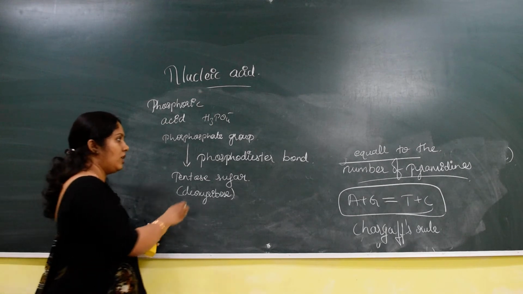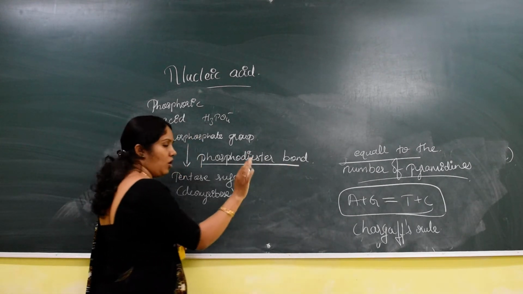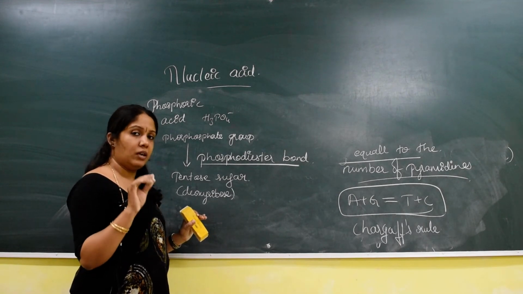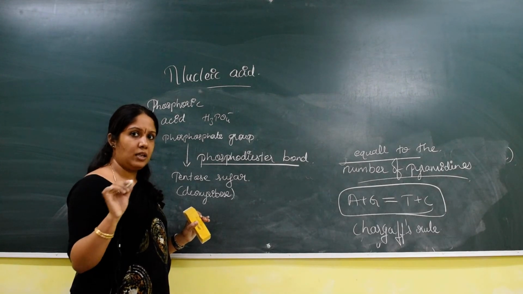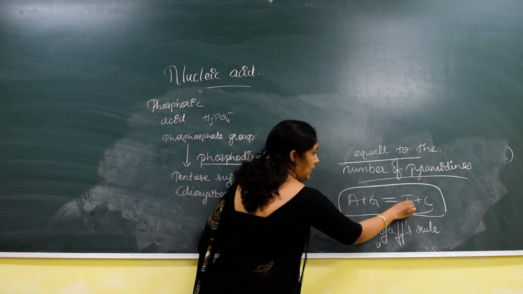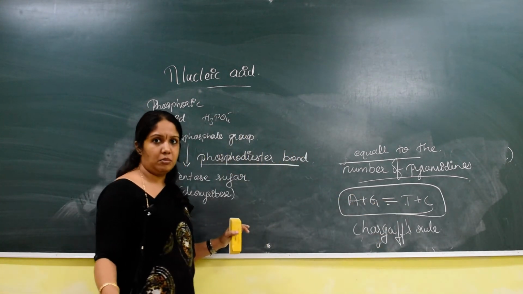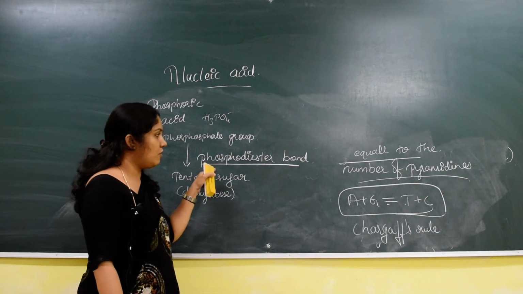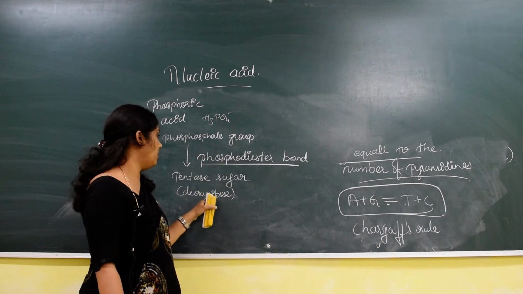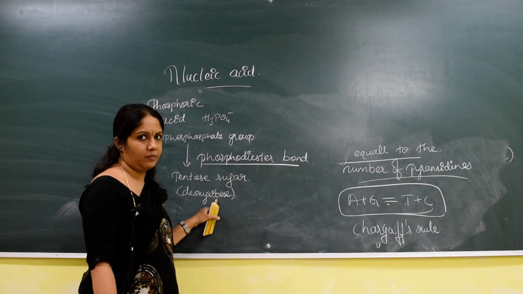See, this phosphodiester bond is not formed between the nitrogen bases. Between the nitrogen bases, purine and pyrimidine, the bond is the hydrogen bond. Between A and T, it is a hydrogen bond. Whereas the phosphodiester bond is seen between the phosphate group and the pentose sugar.